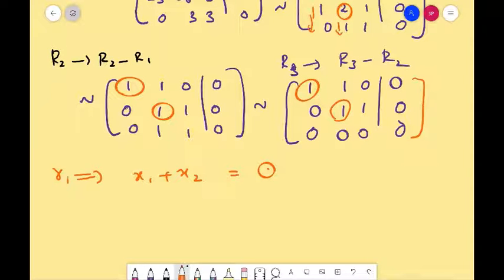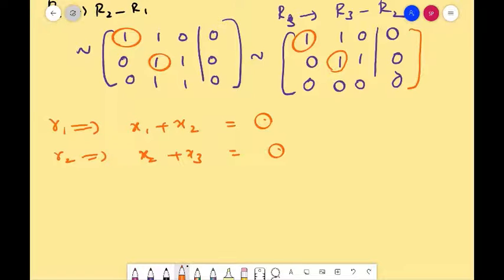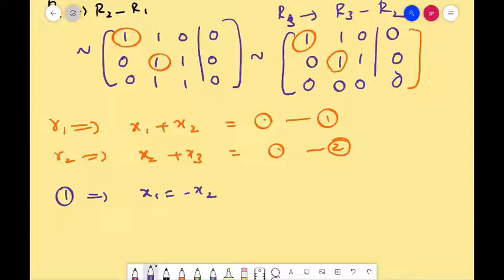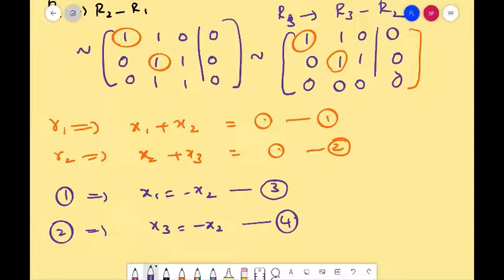And then next one is R2 implies I have x2 plus x3 is equal to 0. Right. Now what can I write here? We can suppose that we have this is 1 and this is 2. So now let us keep x2 as x2. Then 1 implies x1 is minus x2. This is equation 3. And then 2 implies x3 is equal to minus x2. This is 4. Then x3 is x3.